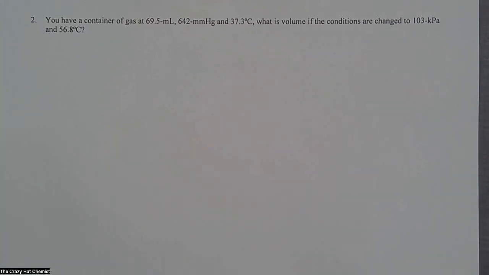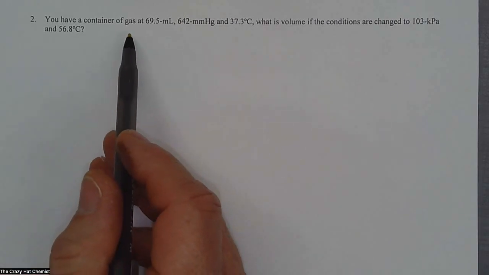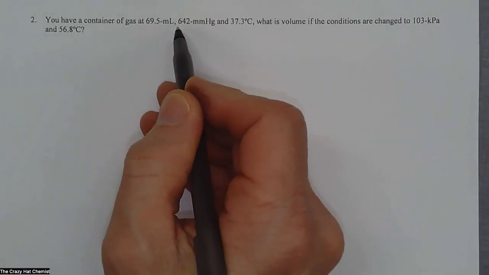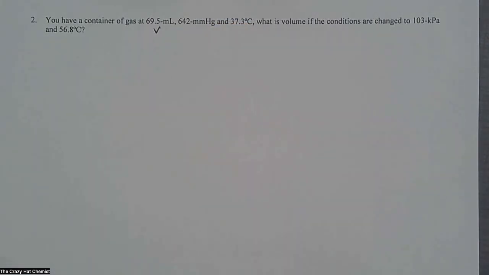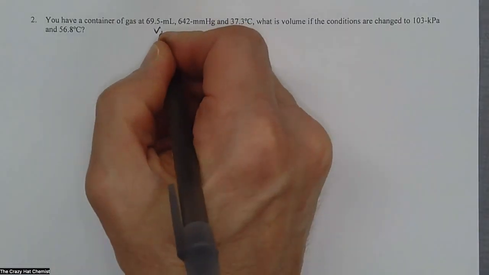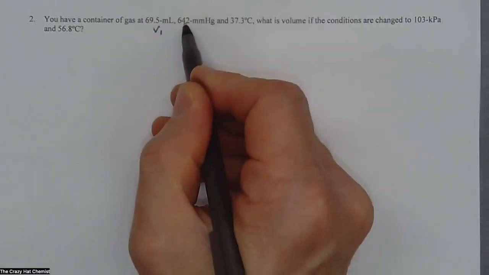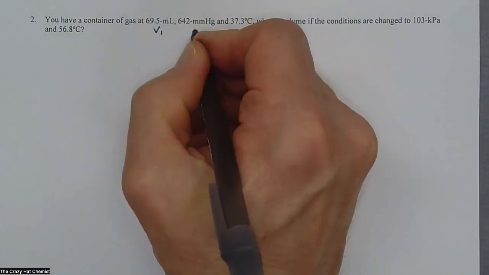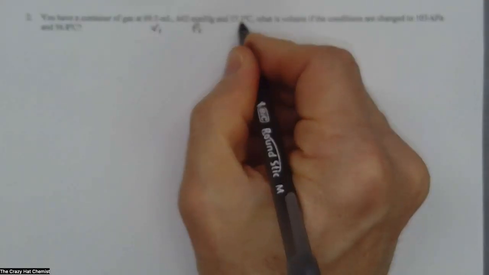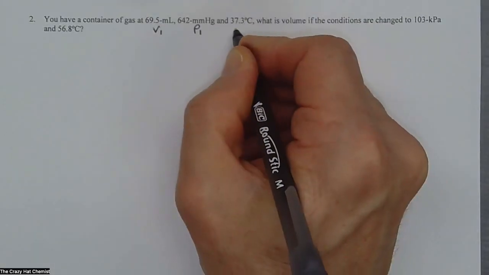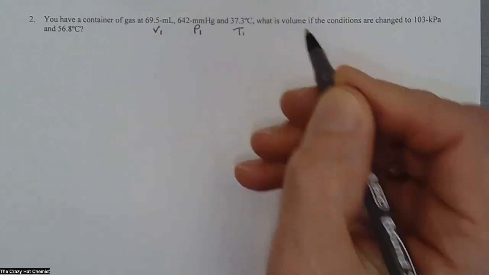All right, so question number 2, it says you have a container of gas at 69.5 milliliters. That is a volume, and we'll call that volume 1. And then it says we have 642 millimeters of mercury. That is a pressure. I'll call that pressure 1. And then 37.3 degrees Celsius. That is a temperature. I'll call that temperature 1.